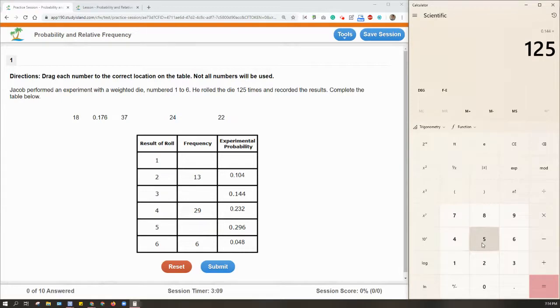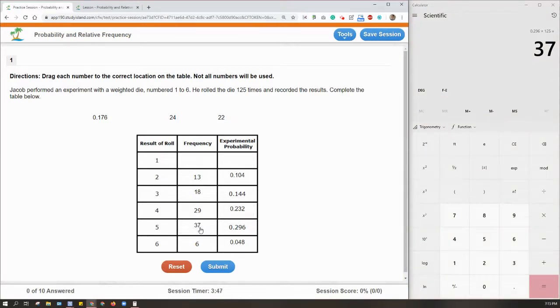If I want 0.144 of 125, I type into my calculator 0.144 times 125. When we do that, we get 18. So that means we got the number 3 18 times out of 125. And 18 times out of 125 is 14.4%, or 0.144. Let's do that again for the number 5. The experimental probability is 0.296. So what is 0.296 times 125? Okay, so 29.6% of 125 equals 37.